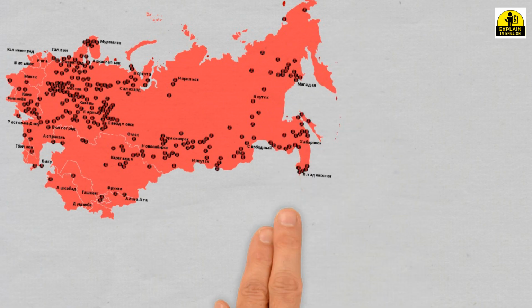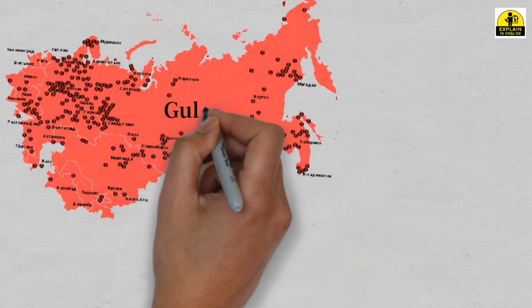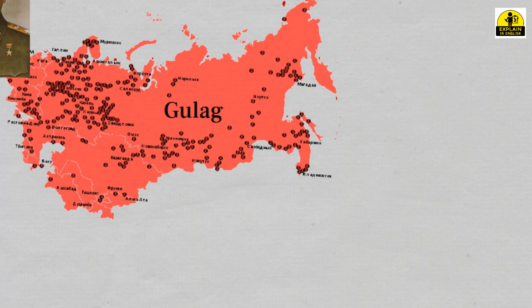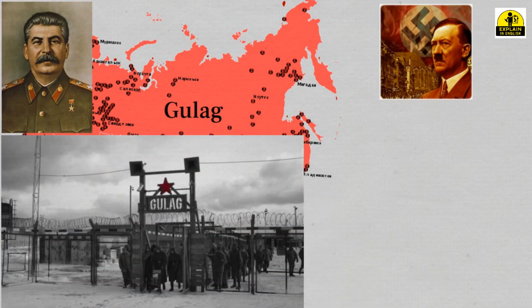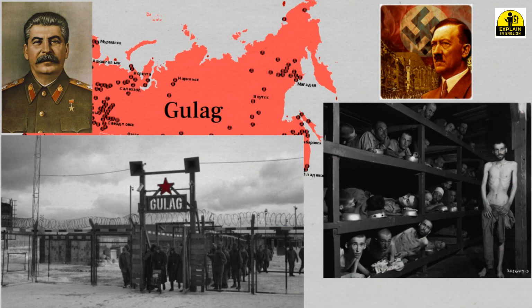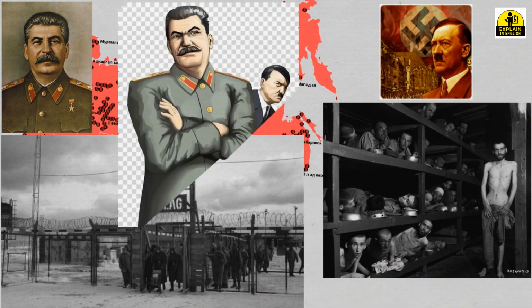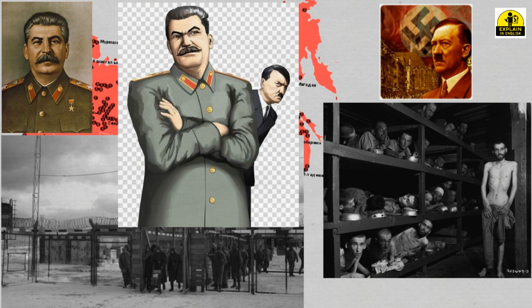Now, take a look at this map. All the marked locations are gulags. You may be surprised to hear that Stalin murdered a far greater number of people within his own nation than Hitler killed the Jews in the gas chambers. That is why some historians call Stalin a worse dictator than Hitler.